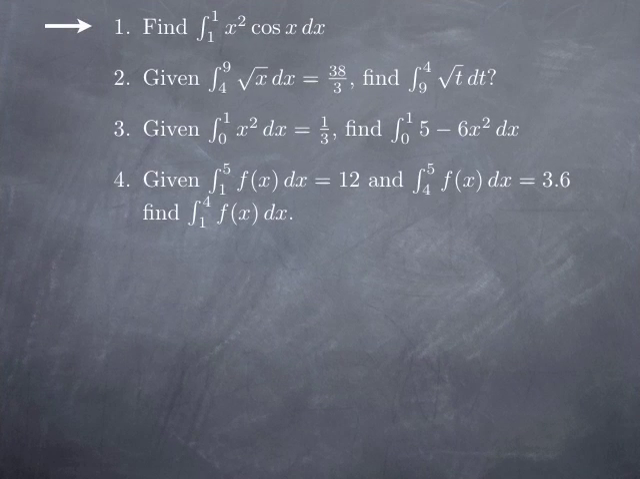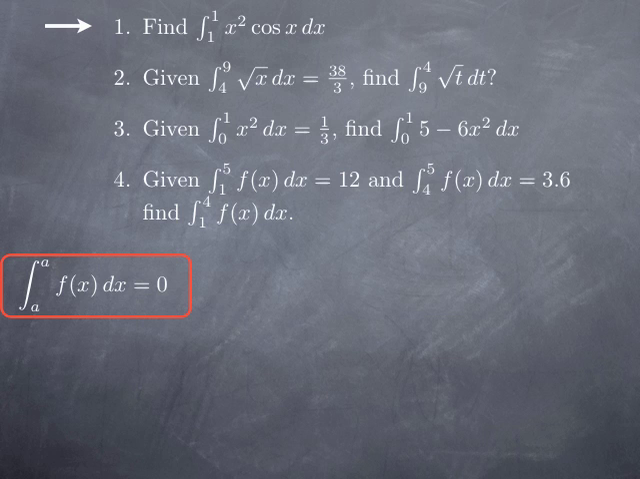Now with these properties, we can illustrate these properties on a few examples. Let's say we want to find the integral from 1 to 1 of the function x squared cosine x. Because we have seen that the integral from a certain number to the same number is always 0, we conclude that this integral from 1 to 1 of whatever function is going to be 0.